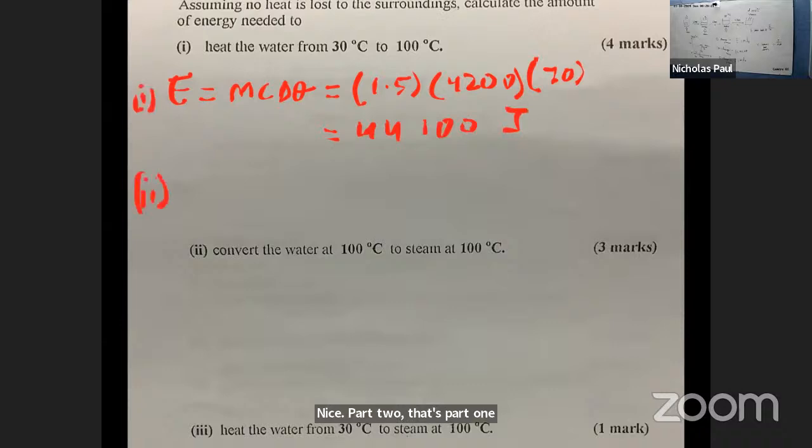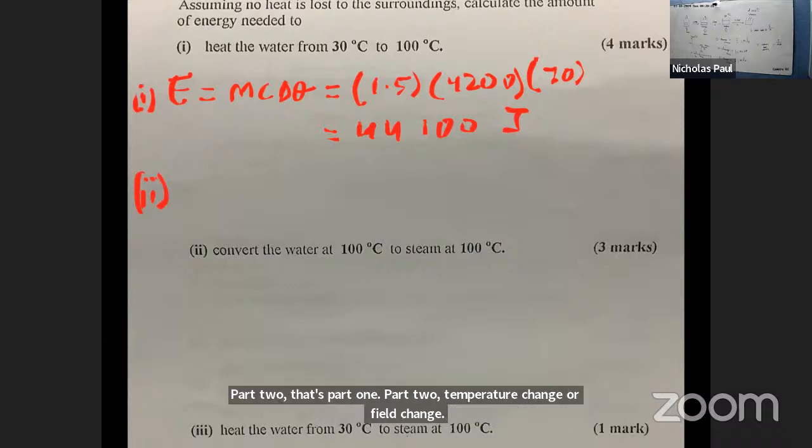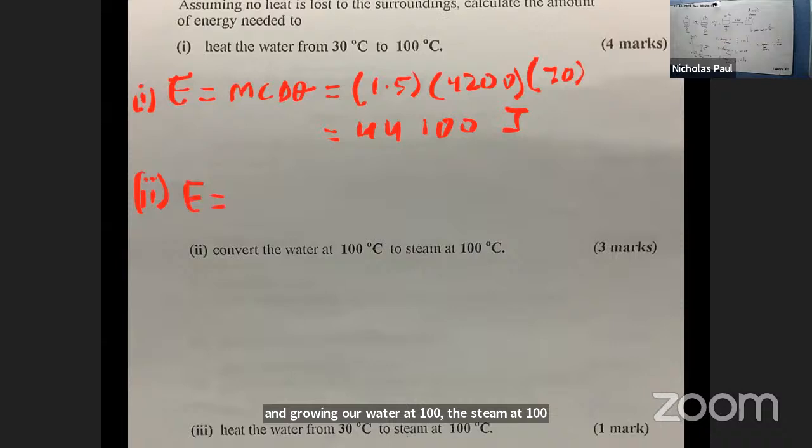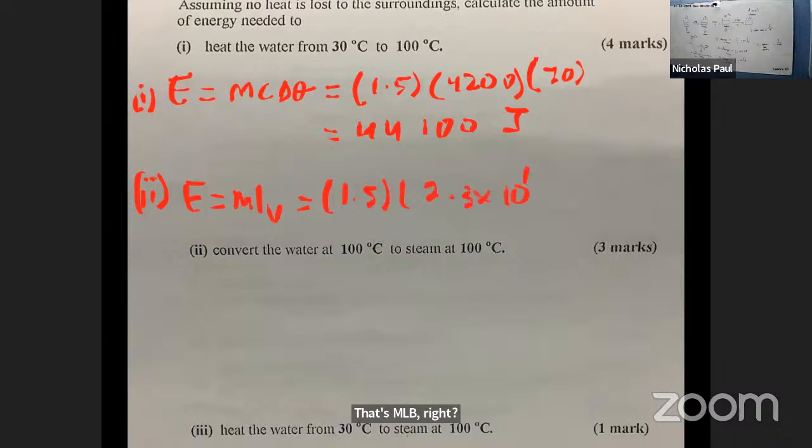Part 2, temperature change or phase change? It's water at 100 going to steam at 100. Phase change. So that's mLv, right? So that's 1.5 by 2.3 by 10 to the 6. How much is that? 3,450,000. You leave your answer in standard form to 1 decimal place.